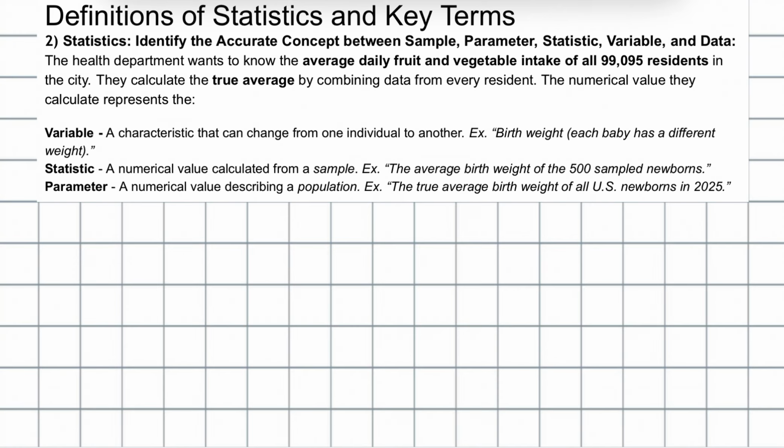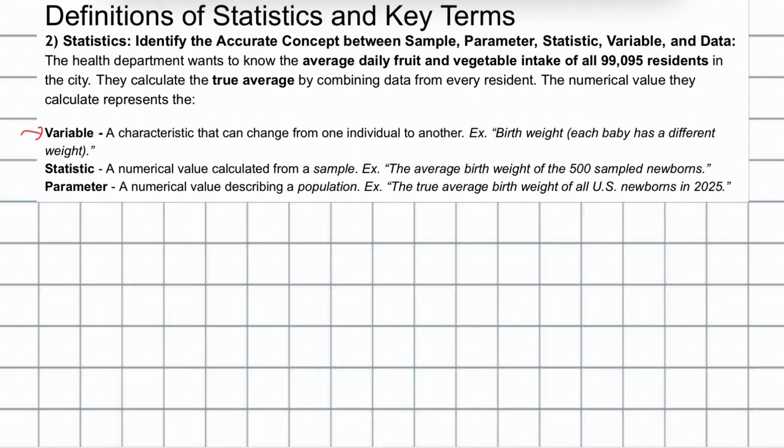Okay, so when it comes to variable, here it says a characteristic that can change from one individual to another individual, such as in childbirth, right? In birth weight, for instance, every child has a different weight. It's a variable that changes.